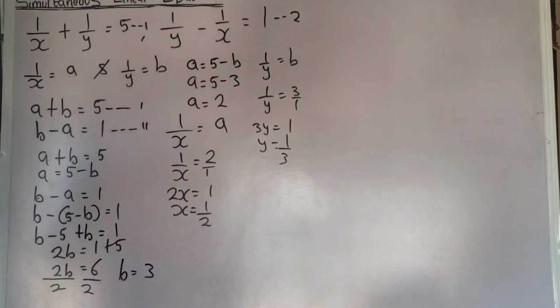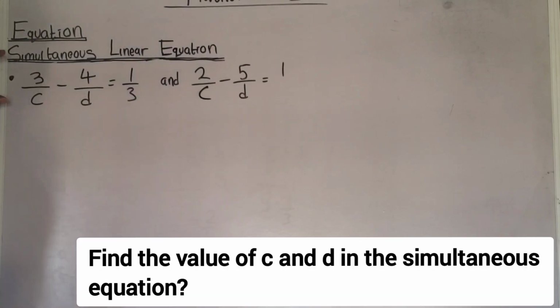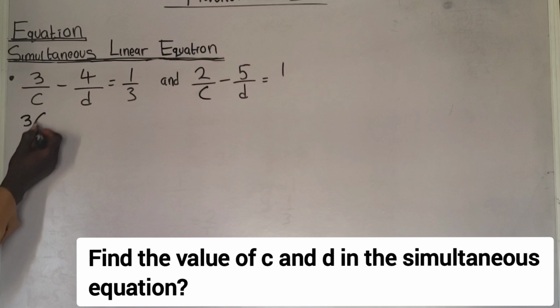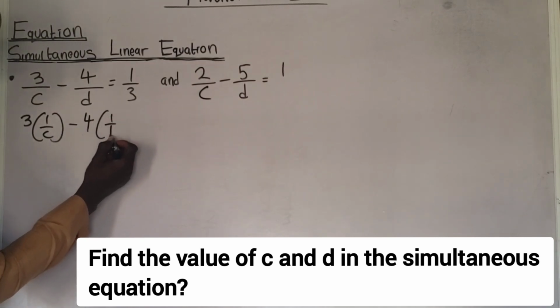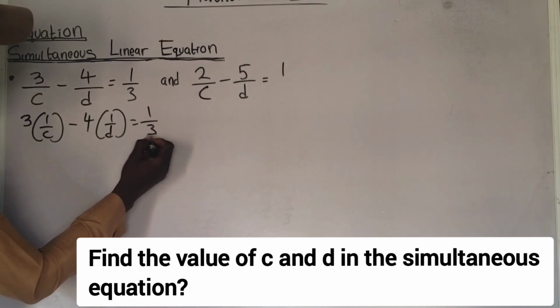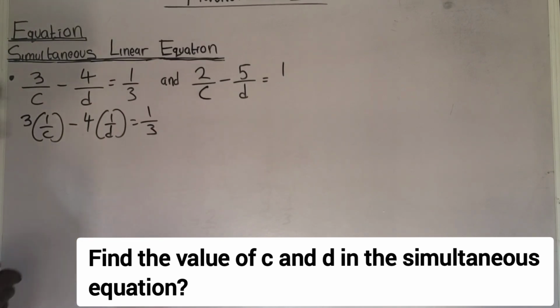Okay, let's have another worked example. So we are asked to solve for the value of c and d in this equation. Don't forget that 3 over c can be written as 3 into bracket 1 over c, minus 4 into bracket 1 over d is equals to 1 over 3. What I did here is that I just modified this equation. This equation is also the same thing as this.